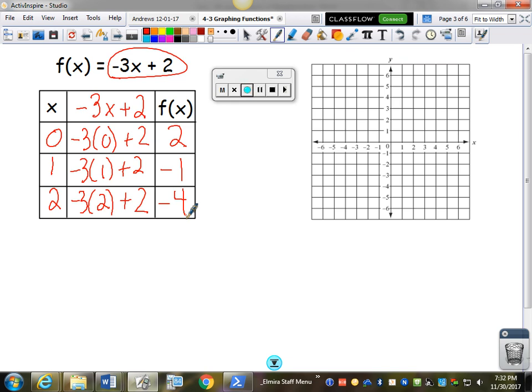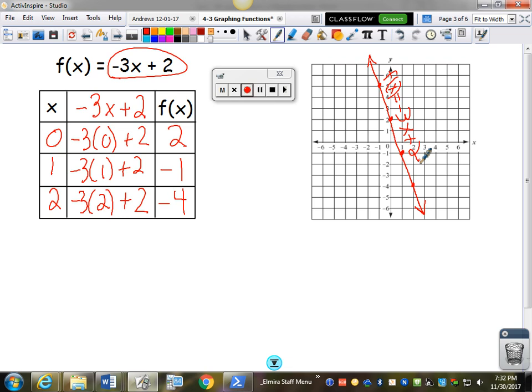So we've got 0 and 2, 1 and negative 1, 2 and negative 4. And I'm just following that pattern, over 1, down 3, over 1, down 3. I'm noticing that pattern, so I'm putting more dots in there just to make my line go edge to edge. f of x equals negative 3x plus 2.